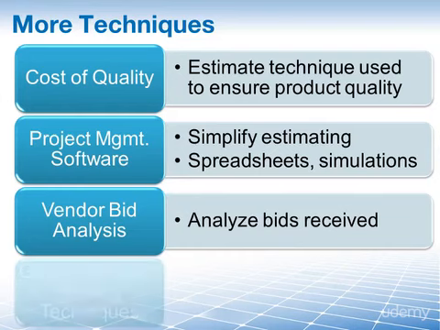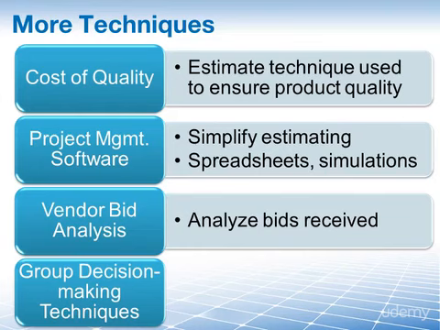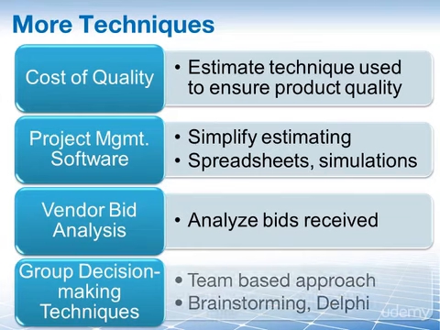And finally, the group decision-making techniques. Team-based and consensus approaches can be used to come up with and agree on estimates. Examples of these are brainstorming and the Delphi technique and the nominal group technique. These approaches are useful not only in improving the accuracy of the estimate, but also in gaining the support of the participants that help us with creating these estimates.